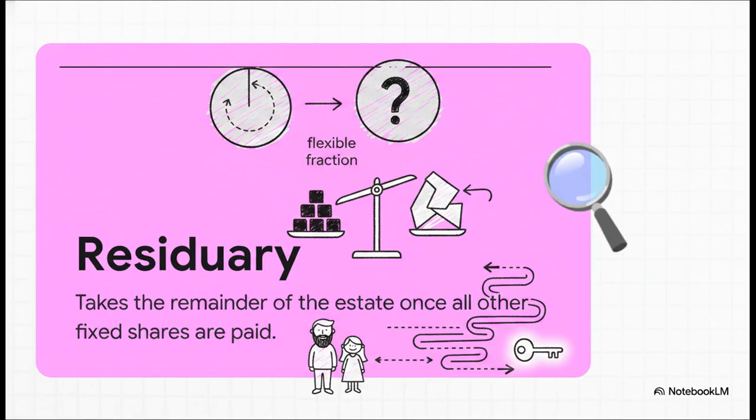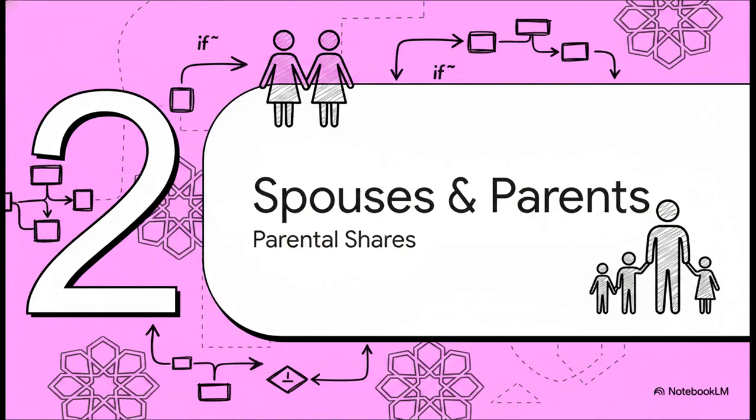As the notes point out, a father or a daughter can easily become residuaries under specific conditions. Understanding exactly when a fixed sharer transforms into a residuary is pretty much the ultimate key to solving the whole puzzle. Let's move on to Section 2, Spouses and Parental Shares.